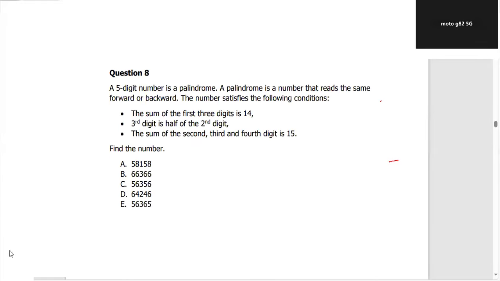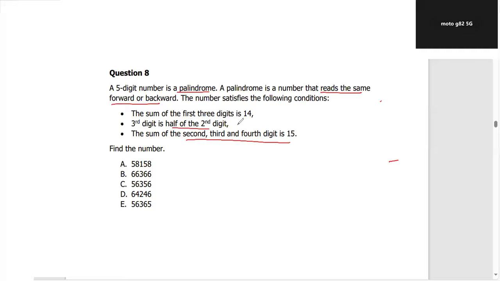Then question number 8. A 5-digit number is a palindrome. Palindrome basically is a number that reads the same both forward and backward. The number satisfies the following conditions. The sum of the first three digits is 14, and the third digit is half of the second digit, and the sum of the second, third, and fourth digit is 15. So let us look at the options, which of the numbers is meeting these criteria.